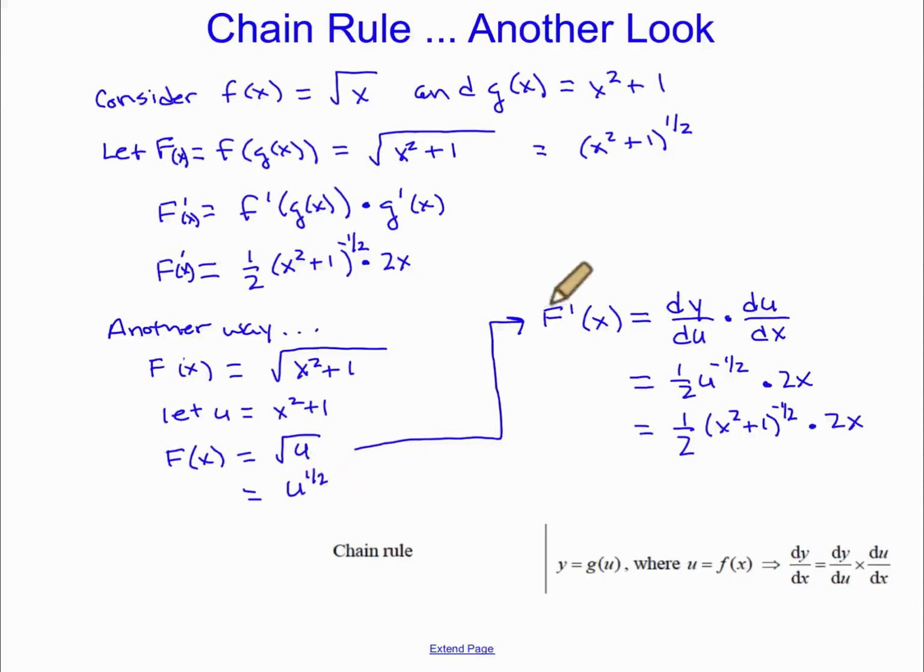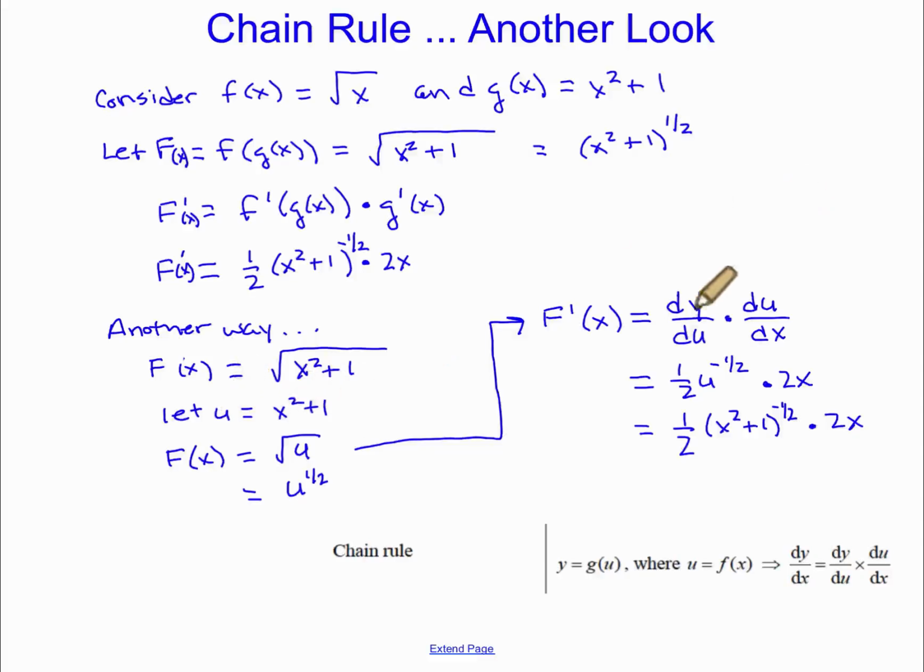So the derivative of cap F of x is now equal to the derivative of y with respect to u, because our y, which is cap F of x, is in terms of u, times the derivative of the inside function u with respect to x. And the reason why it's du dx is we have defined u as being equal to x squared plus 1. So it's the derivative of u with respect to x, okay?